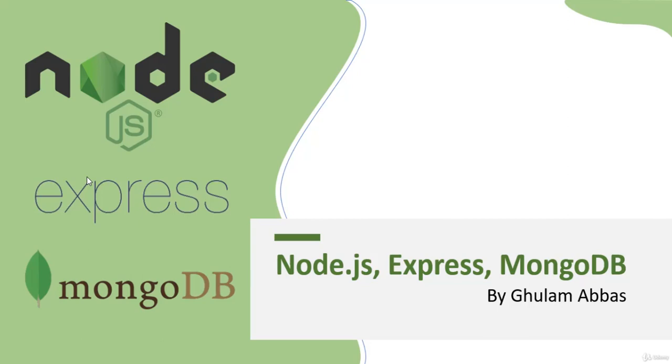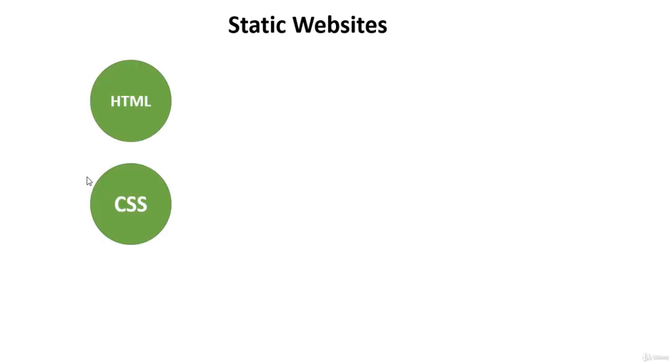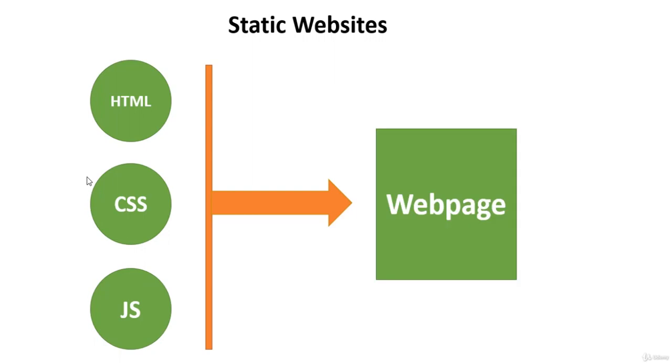Welcome back. So today in this video we will discuss static websites versus dynamic websites. First of all, we have static websites. Static websites are websites that have plain HTML, CSS or JavaScript, or you can say only the front end. For example, HTML, CSS and JavaScript together form a web page or a website. There is no processing on the back end.